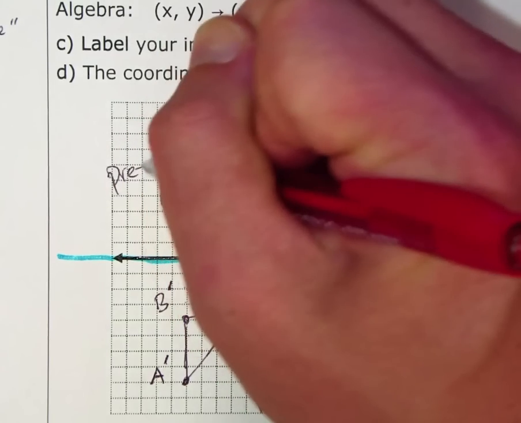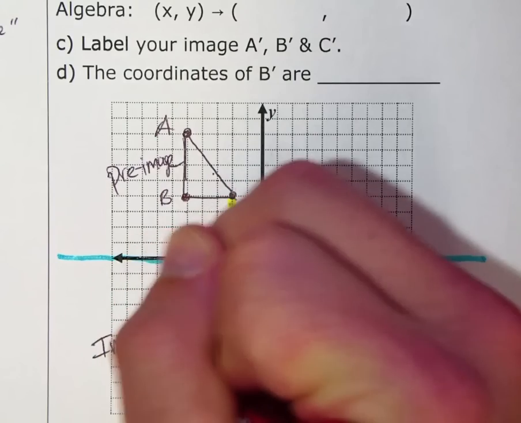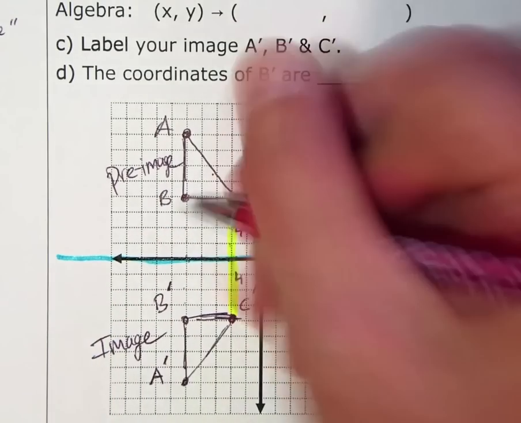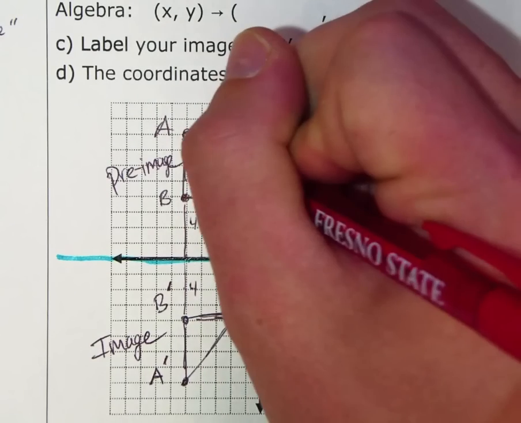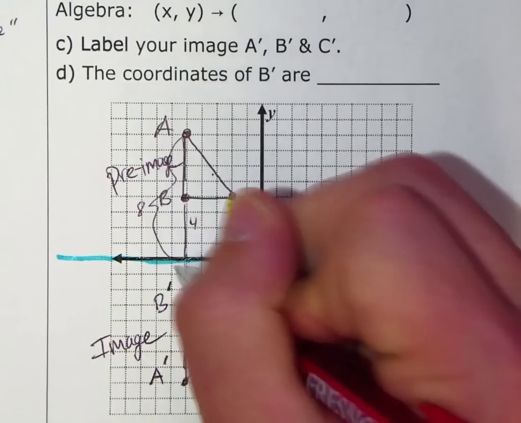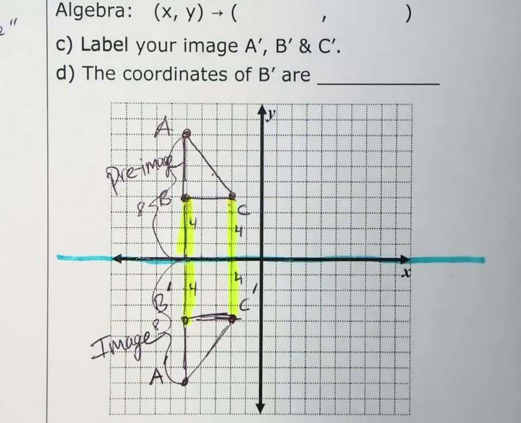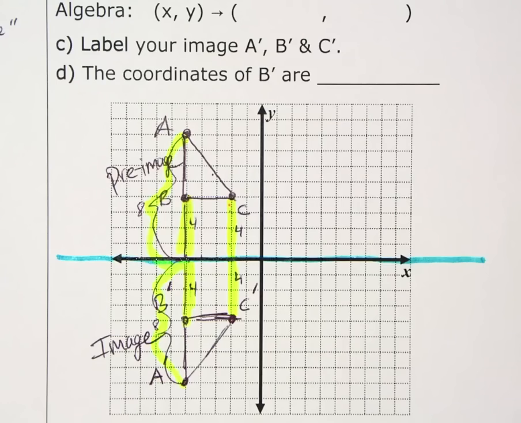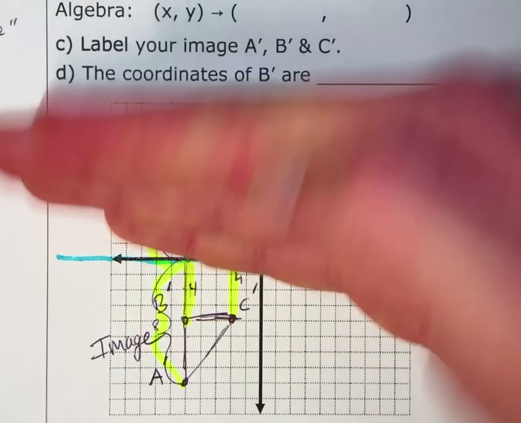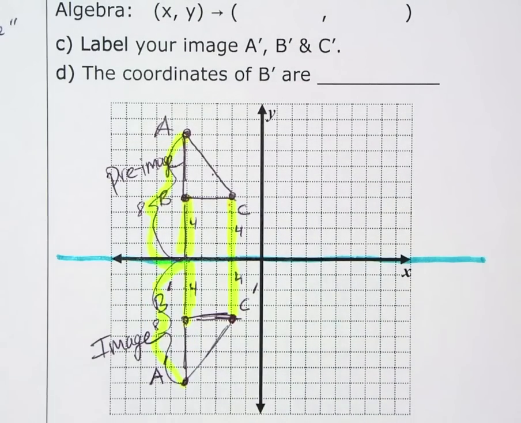This is the pre-image. This becomes the image. And you can see this here was also 4, this was 4, this was 8, so this is 8. Same thing every time. And basically, I flipped it down over the x-axis. That's the line of reflection.